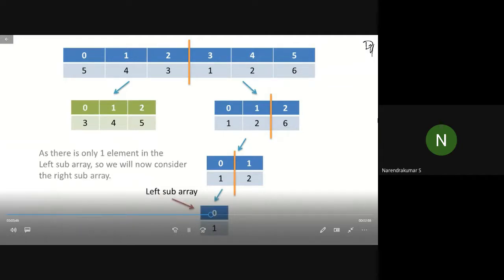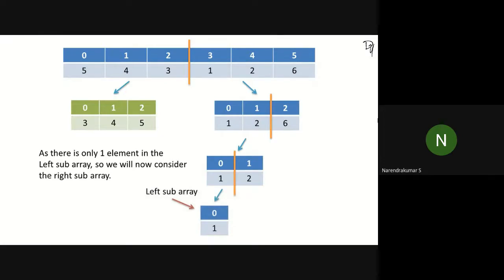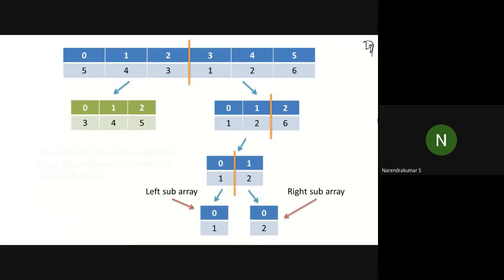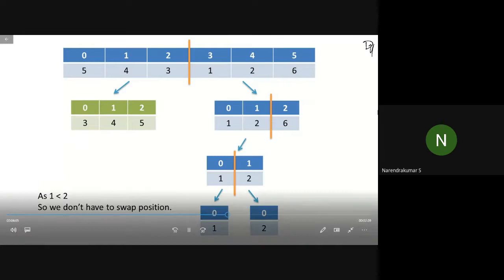The left subarray has only one element, so it is the solution for that subproblem. Then control comes to the right subarray, which is also a solution. Now those two will be merged, and the merged result will be the same: 1, 2.